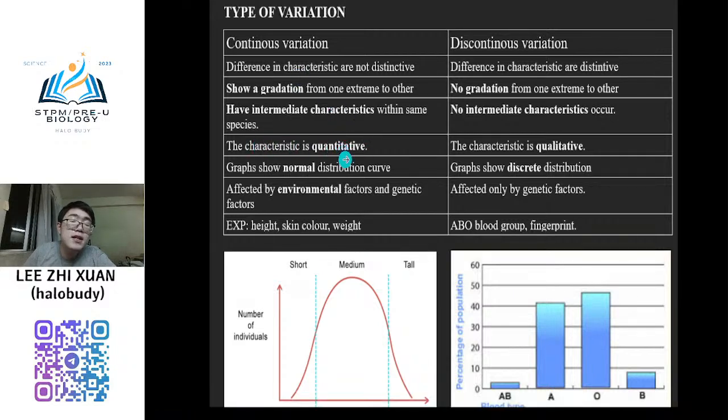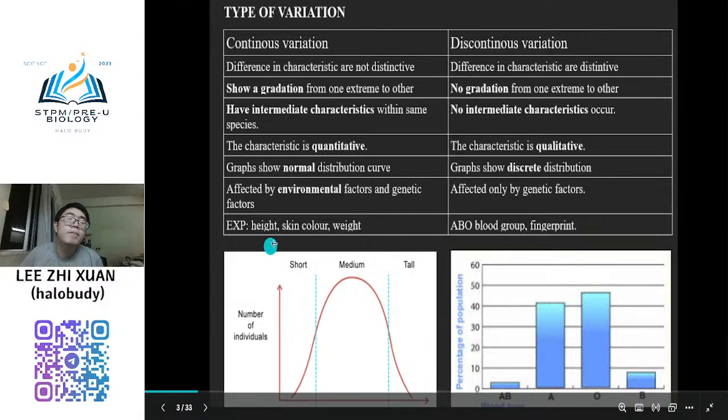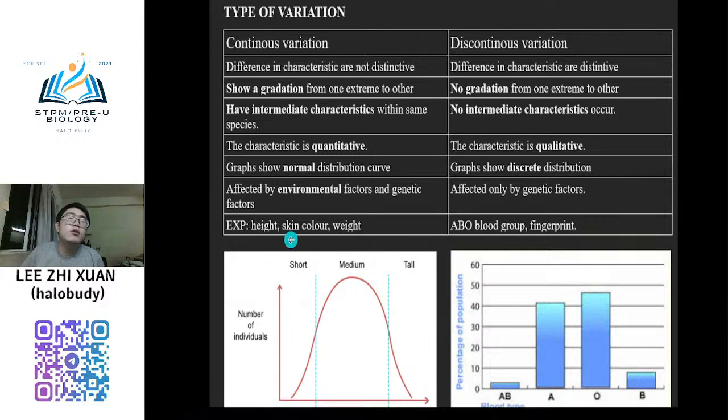The characteristic is quantitative or qualitative. Quantitative means that there are numbers. Quanti is numbering. It can be measured. For example, height, skin color and weight. You can measure your height, right? You can measure the weight, right? And you can measure the skin color, right? But for qualitative, it is not numbering. The characteristic directly appears.